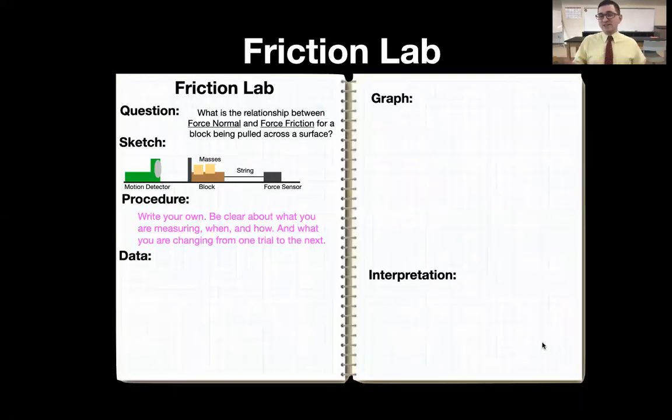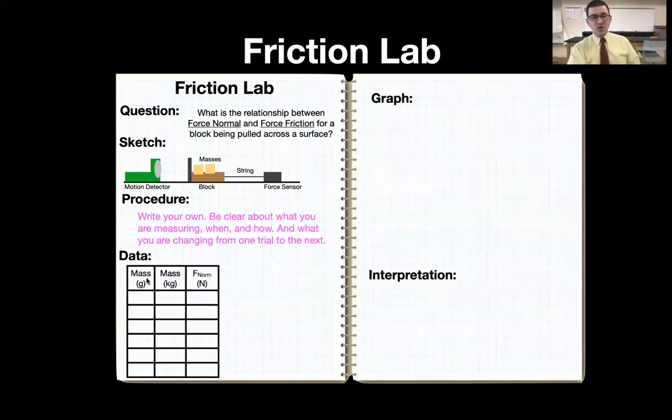So now we need to set up a data table before we can collect any data. So this is going to be kind of a complicated data table, so just bear with me. It's going to have 6 columns, and you should collect at least 6 data points. But for this lab, you can easily do 8 and get really good data for that.